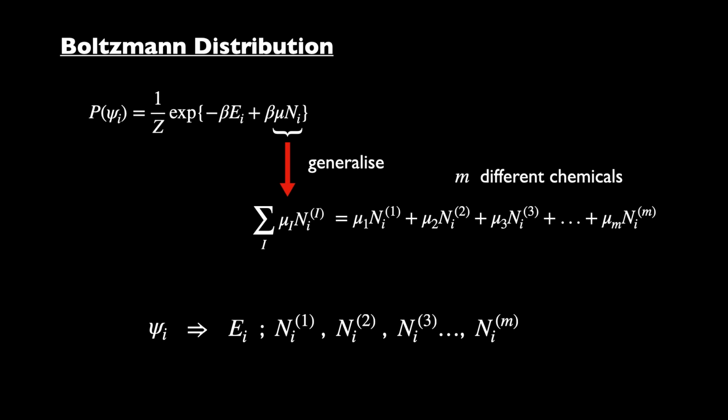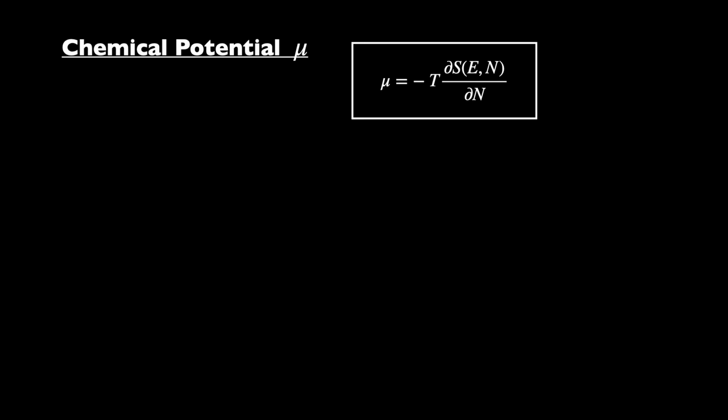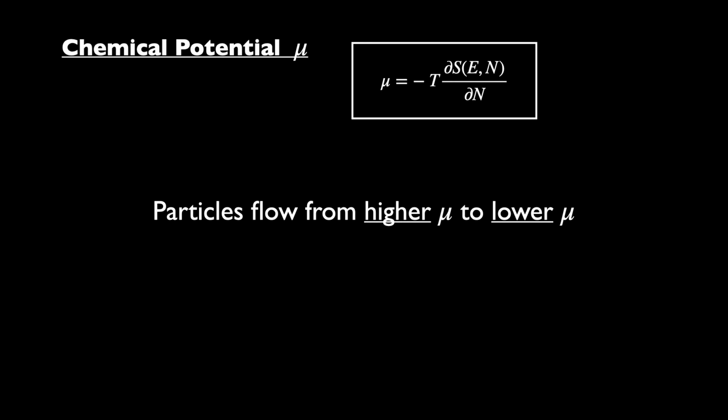This allows us to examine the relative proportion of chemicals during thermal equilibrium and is an invaluable tool for physical chemists. As promised, we now present a proof that our definition of the chemical potential implies that particles flow from higher potential to lower potential towards thermal equilibrium.